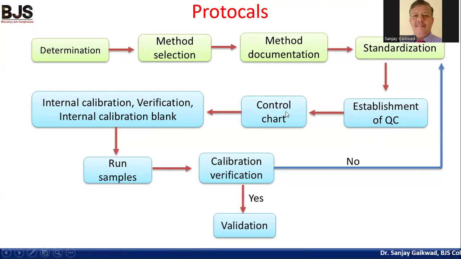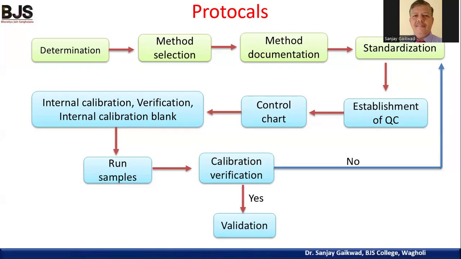Whatever the external conditions we have to maintain, on that the control chart should be there. And after that, the internal calibration verification, then the internal calibration blank solution should be calibrated properly, and then we can use this method to run the sample, that is the result. After that, the calibration and verification should be there, and if they are correct, then data is transferred to the validation. If it is not correct or wrong, then again we can use the standardization procedure, and this can be utilized again, recycled. And therefore, after validation, the sample can be utilized.